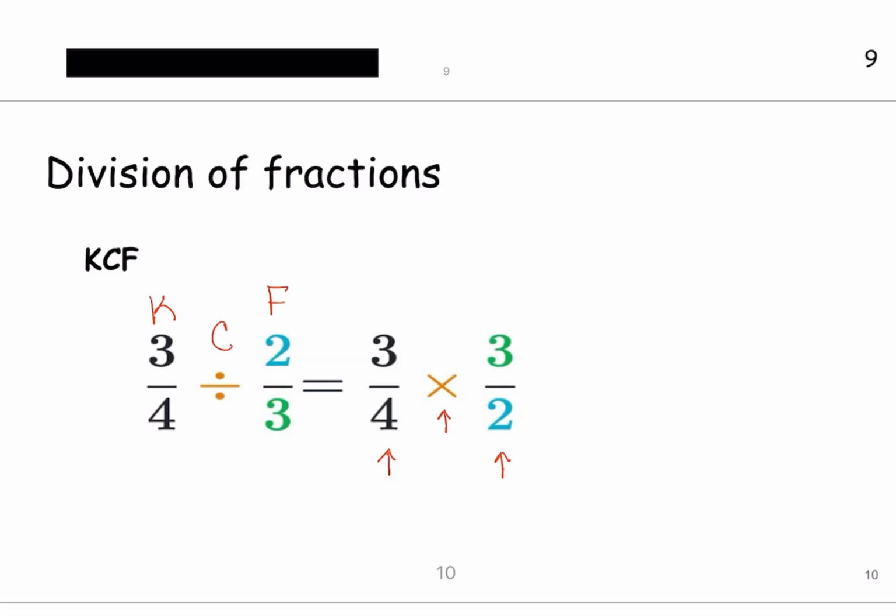Because we are now multiplying, we just multiply straight across. And that gives us a value of 3 times 3, which is 9, over 4 times 2, which is 8. And we can simplify that to 1 1/8.